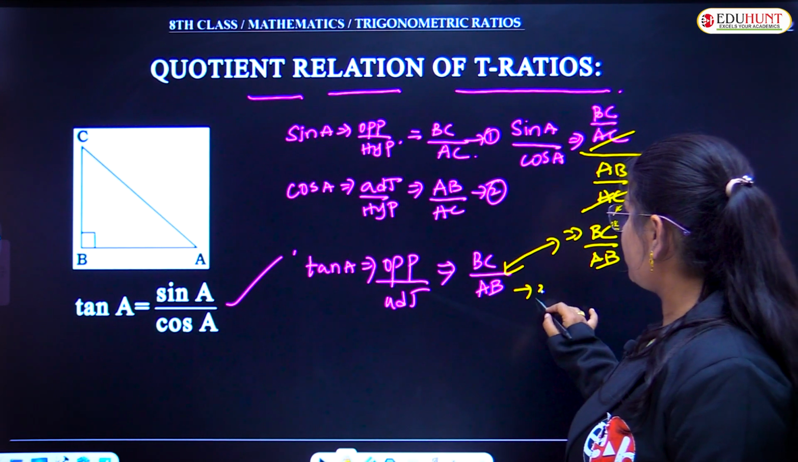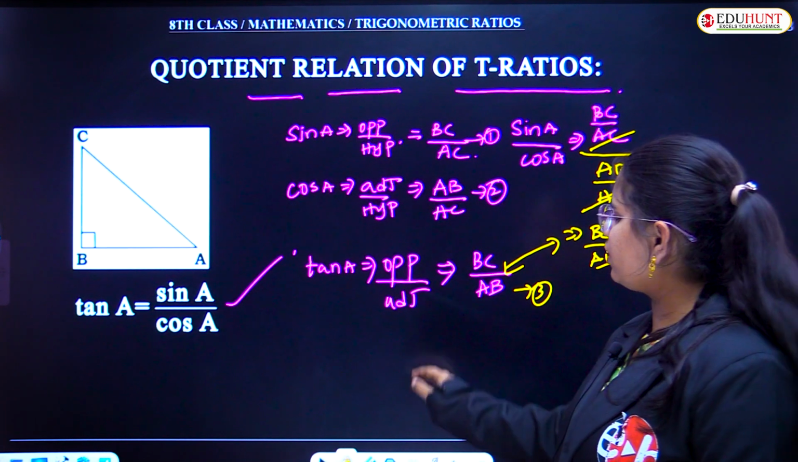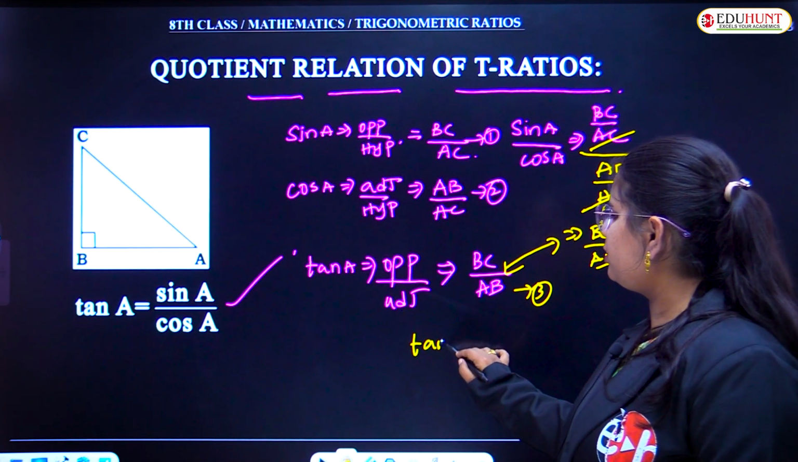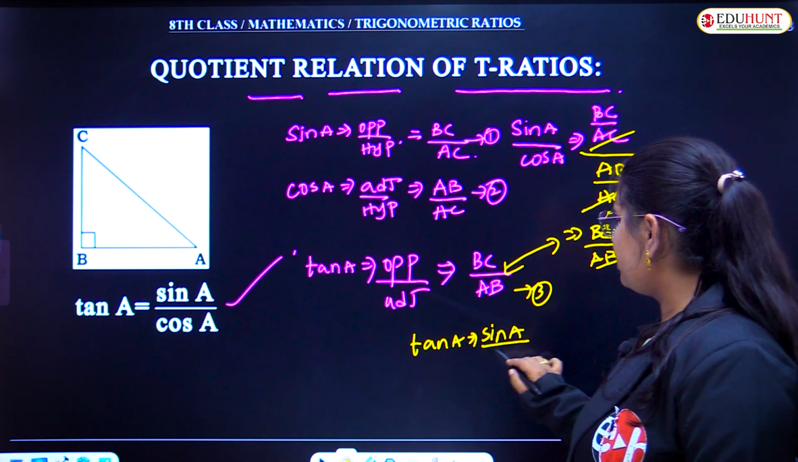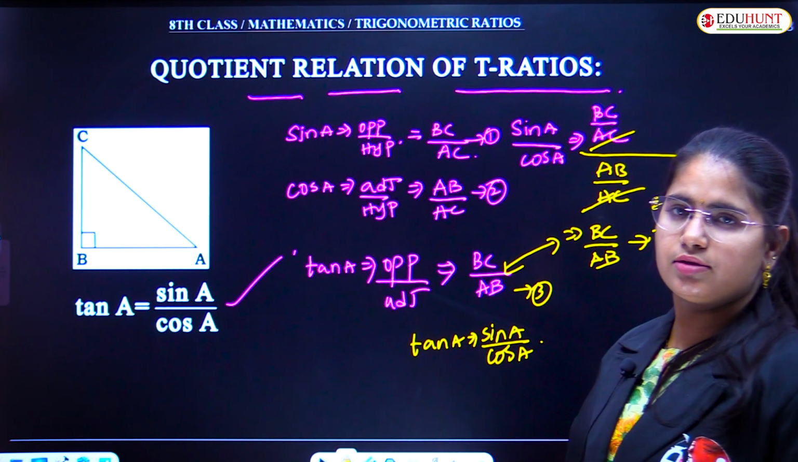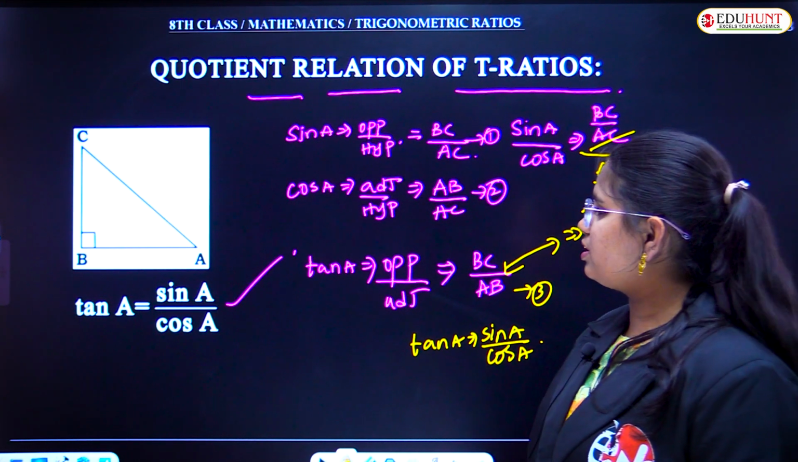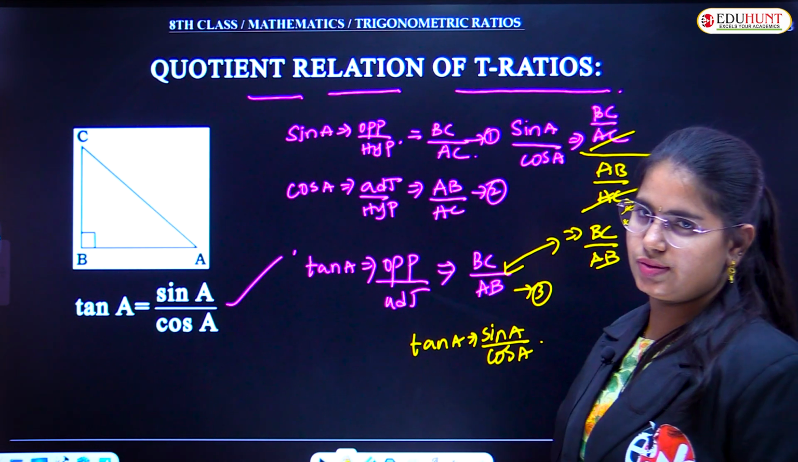Let this be the third equation and let this be the fourth equation. From 3 and 4, can I make them equal? Tan A is equal to sin A by cos A. Can I write like that? Of course. So this is called the quotient relation of trigonometric ratios.